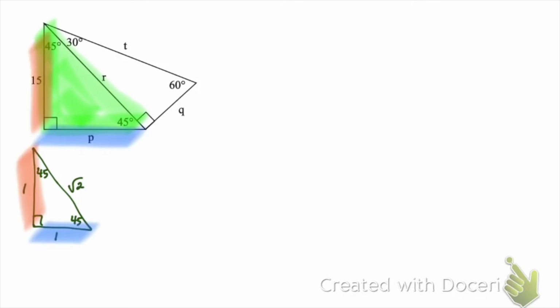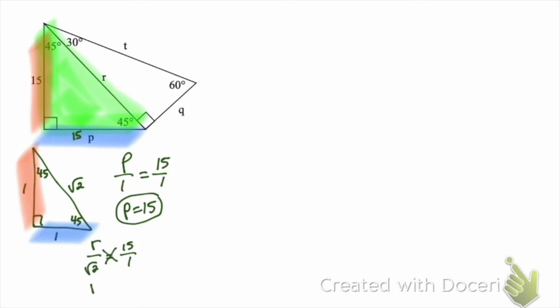Let's solve for P first. So we're going to have P over 1 and 15 over 1. When we solve that, we just get P equals 15. Next, let's find R. So we have R over square root 2, 15 over 1, cross multiply, we get R equals 15 square root 2. Now that we've solved for R, we know one side of our 30, 60, 90 triangle.